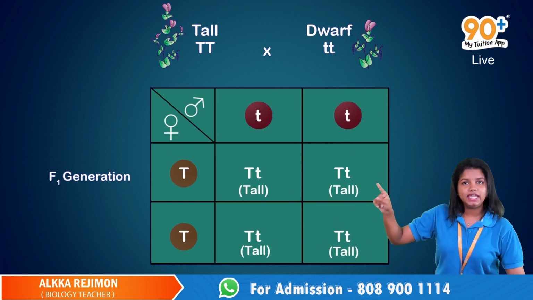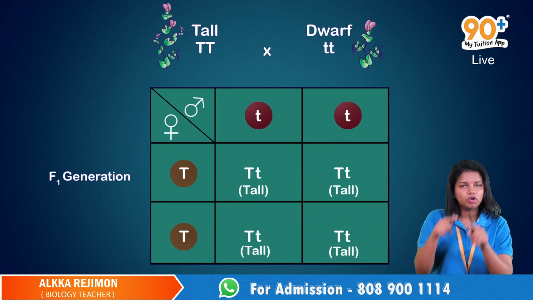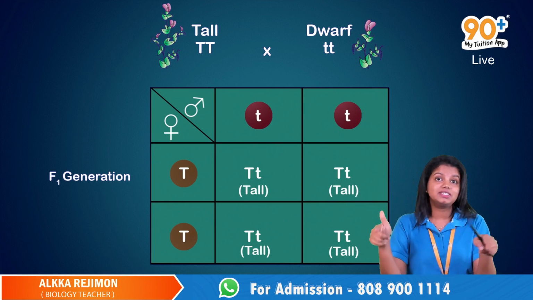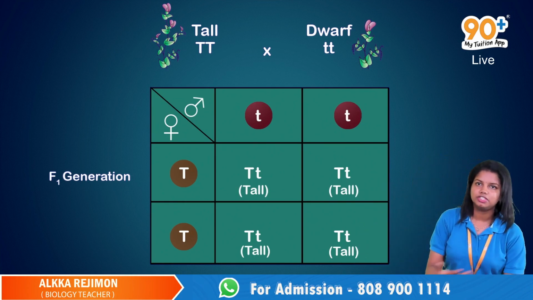Now we have to take this F1 generation and self pollinate it, which is pollination between the offsprings themselves. Let's see how it is done. Okay, sir. Next animation.